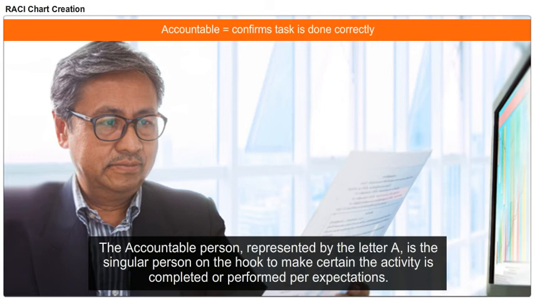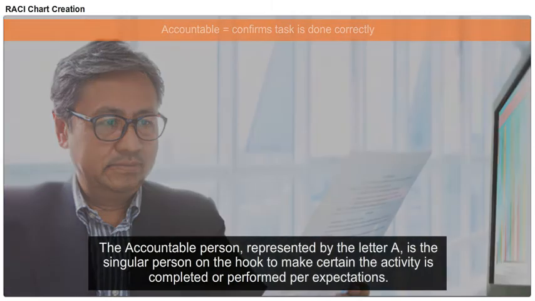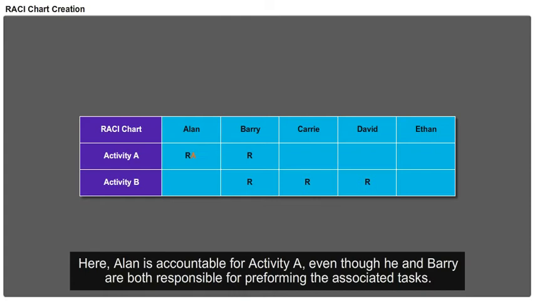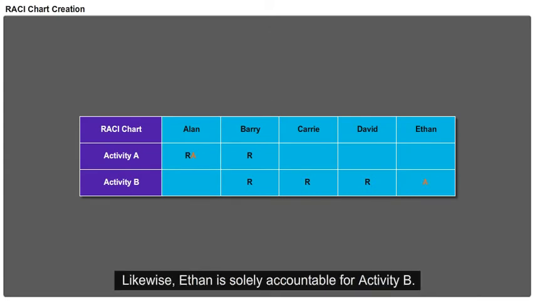The accountable person, represented by the letter A, is the singular person on the hook to make certain the activity is completed or performed per expectations. Here, Alan is accountable for Activity A, even though he and Barry are both responsible for performing the associated tasks. Likewise, Ethan is solely accountable for Activity B.